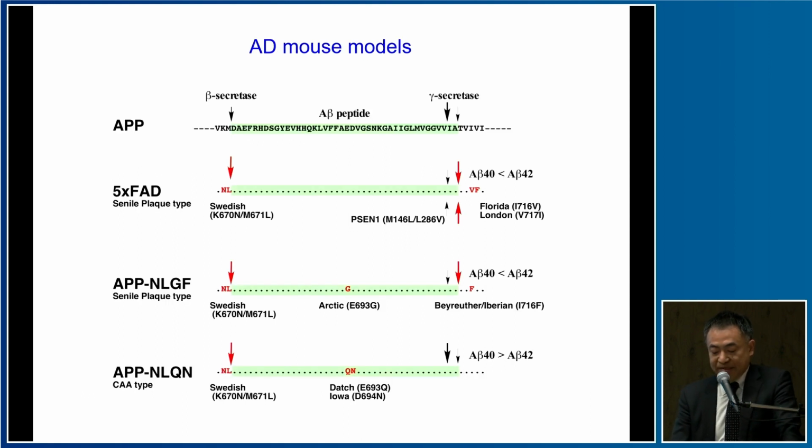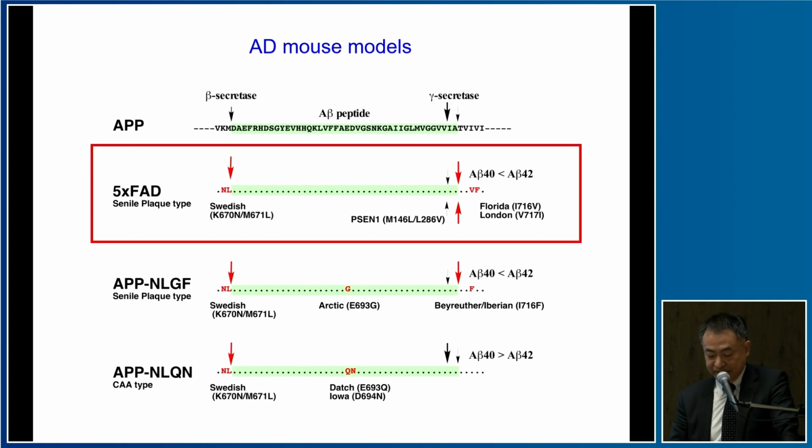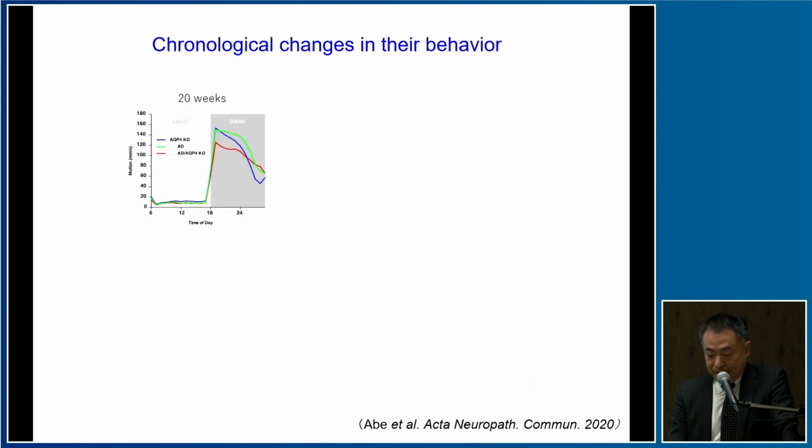As an Alzheimer's disease model, we used several different models, but today I'm going to talk about 5FAD, which has more A-beta 42 accumulation than A-beta 40, so they can make huge plaques, lots of plaque. And here we observed their behavior for 24 hours, for 6 months.